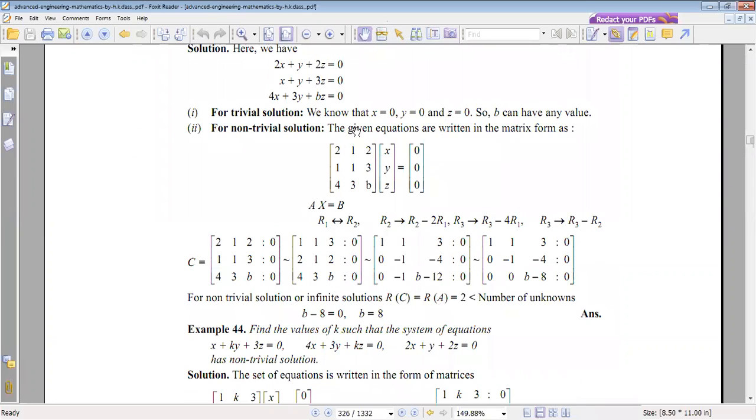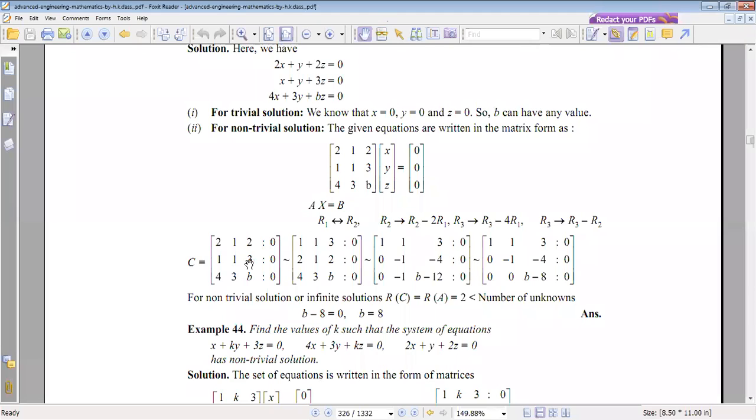See here. The given equations are written in the matrix form as [2 1 2; 1 1 3; 4 3 b] into [x y z] equal to 0. Clear? In this case, the augmented matrix is given. Obviously the right-hand side is equal to 0, so you can directly write only this matrix A, no problem, because B is already equal to 0. So no need to take it.